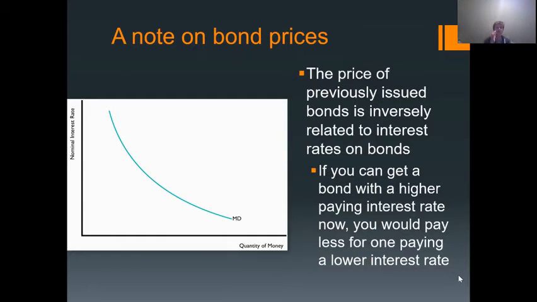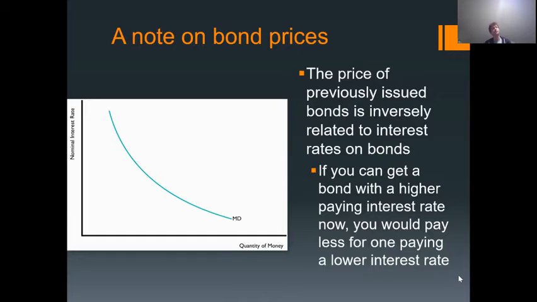Now, we do have to have a quick note on bond prices. The prices of previously issued bonds, so loans to companies and governments, are inversely related to the interest rates on currently issued bonds. So if the interest rate on currently issued bonds goes up, that means a previously issued bond would go down in price, because relatively it's going to pay out a worse interest rate. So as the current interest rate rises, the price of previously issued bonds decreases. The opposite is true as well.